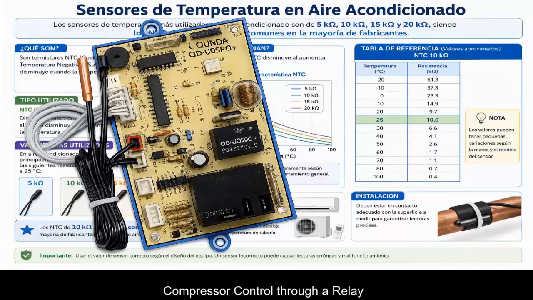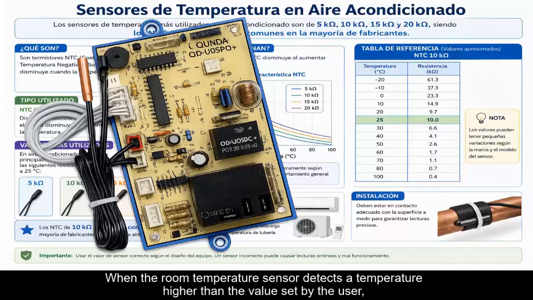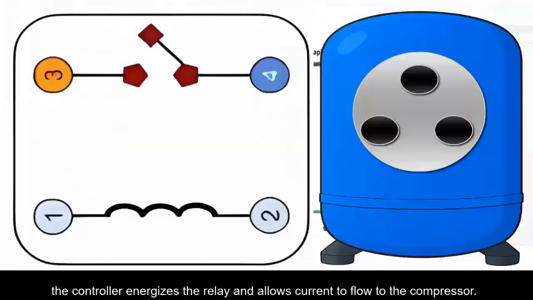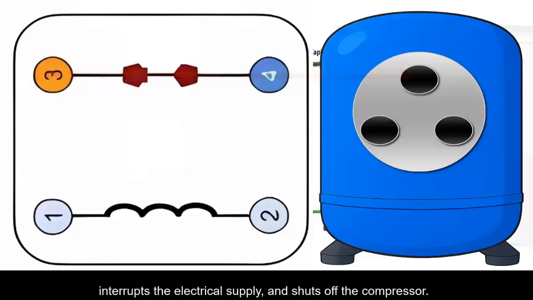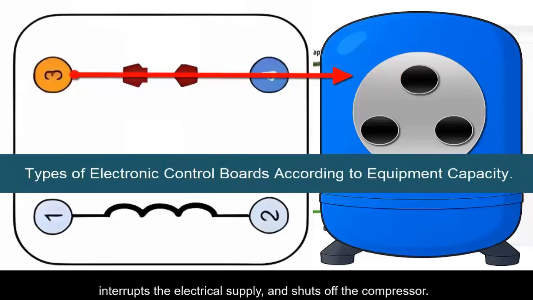Compressor control through a relay. In non-inverter systems, the compressor operates in 2 states, on and off. For this reason, the electronic control board uses an electromechanical relay to control compressor operation. When the room temperature sensor detects a temperature higher than the value set by the user, the controller energizes the relay and allows current to flow to the compressor. Once the programmed temperature has been reached, the controller de-energizes the relay, interrupts the electrical supply, and shuts off the compressor to prevent excessive cooling.